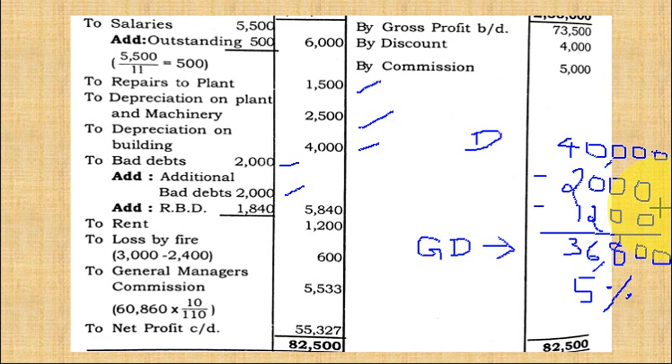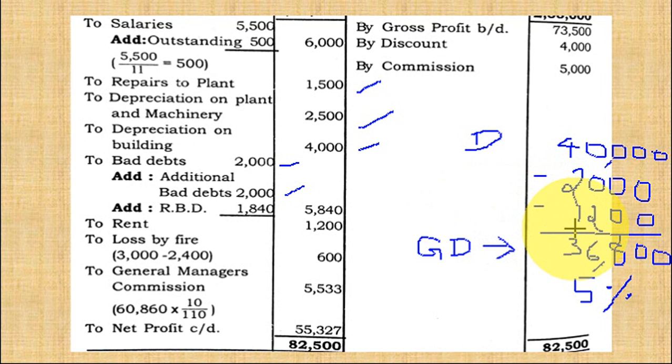Then there is one more adjustment. They have written office rent as debtors. So I told you from debtors we have to deduct. Actually the debtors amount was not that much. 40,000 is not the actual debtors. In that, rent is included, office rent. So we have to deduct that also. So rent wrongly debited to debtors account, 1200 we have to deduct. Debtors 40,000 less bad debts given in the adjustment 2000 and 1200.